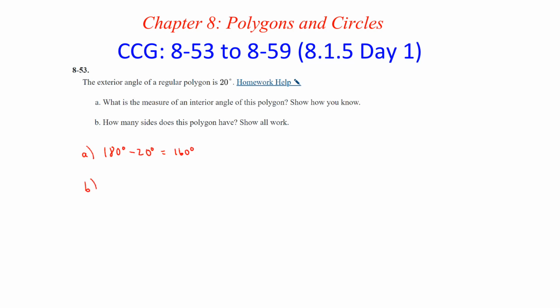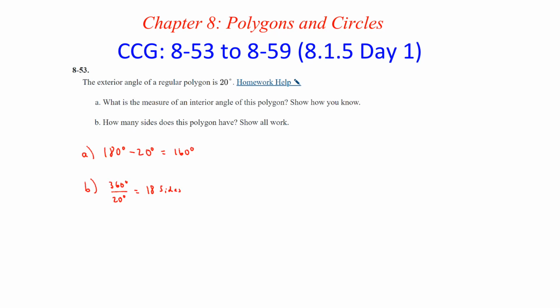Part B, how many sides does this polygon have? Show all your work. A couple different ways you can go about this. If it's a regular polygon, and we have 20 degrees for the exterior, then we know that 360 degrees divided by the exterior angle of 20 degrees will give us 18 sides, because they all have to be the same in terms of the 20 degrees. So if you divide that, you're going to get a total of 18 sides. That's one way to do it.